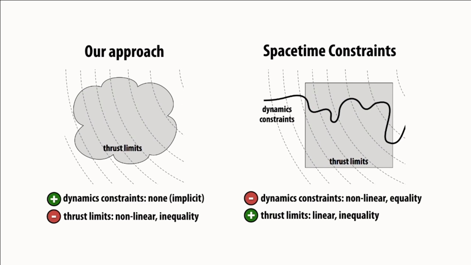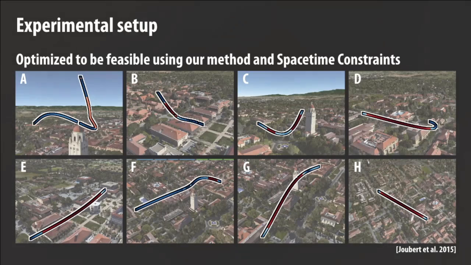So, let's summarize the main differences between the two approaches. In our approach, we enforce the quadrotor dynamics implicitly, and we enforce thrust limits with these nasty inequalities. In space-time constraints, we sort of do the opposite. We enforce the quadrotor dynamics with the nasty nonlinear equalities, but we can enforce thrust limits with well-behaved inequalities. As we'll see in the next part of the talk, our approach enables us to find optimal solutions very quickly in practice. And on that note, let's check out some results.